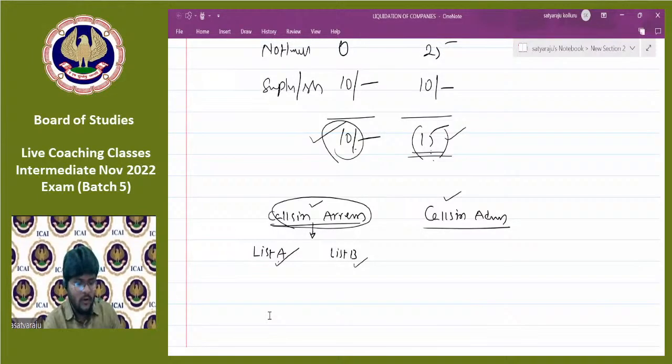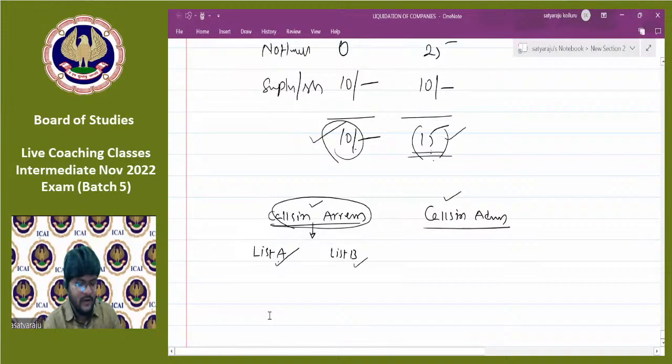Workman dues, other workman dues, no doubt about it, are overriding preferential payment. So that's why first we should make payment to the workman. Then income tax refund is a preferential creditor. Then you should make payment to the income tax, which is a refund. Refund means which is not a payment here. Refund means it is receivable from the department. At that point of time, you can treat it as an asset. If it is income tax payable, then only it is a preferential creditor.